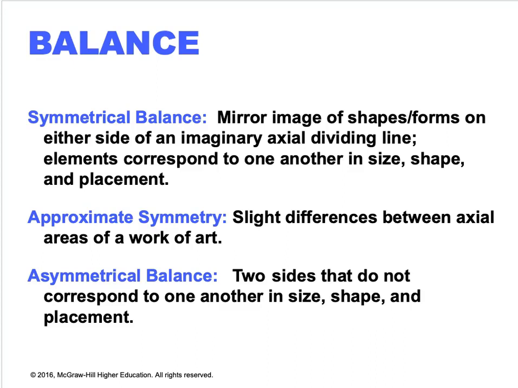Then we have approximate symmetry, which you will see quite a bit in art because oftentimes the artist is going for a real symmetrical look, but it's not important to them to make it perfect symmetry, not a mirror image. So there will be slight differences between areas of a work of art, and I'll show you an example of that. And then asymmetrical balance is when the two sides do not correspond to one another in size, shape, and placement. They are just purposefully different. And we'll look at several examples of that too.